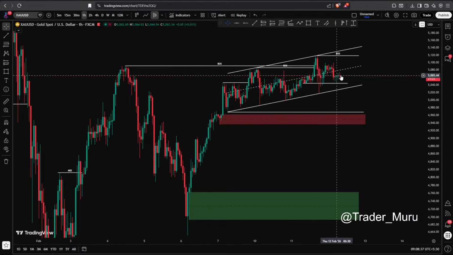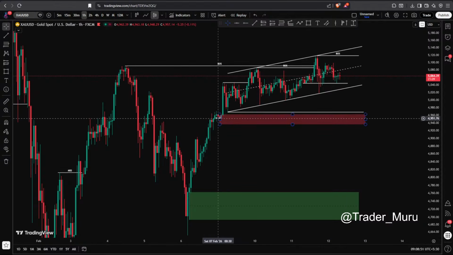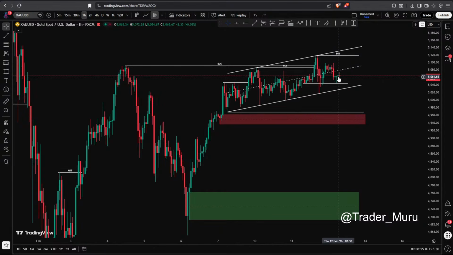And if you want to buy here, make sure to have a stop loss just below this trend line, because if this trend line gets broken, price will take out all this low, because it has trend line liquidity and it will target this red zone as a liquidity hunt. So if you are going long here, make sure to have a stop loss just below this trend line, and your target should be the top of this trend line here.